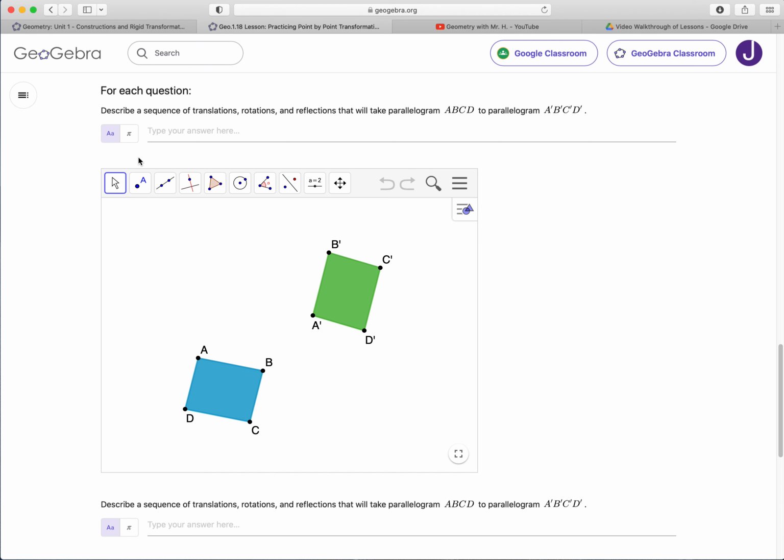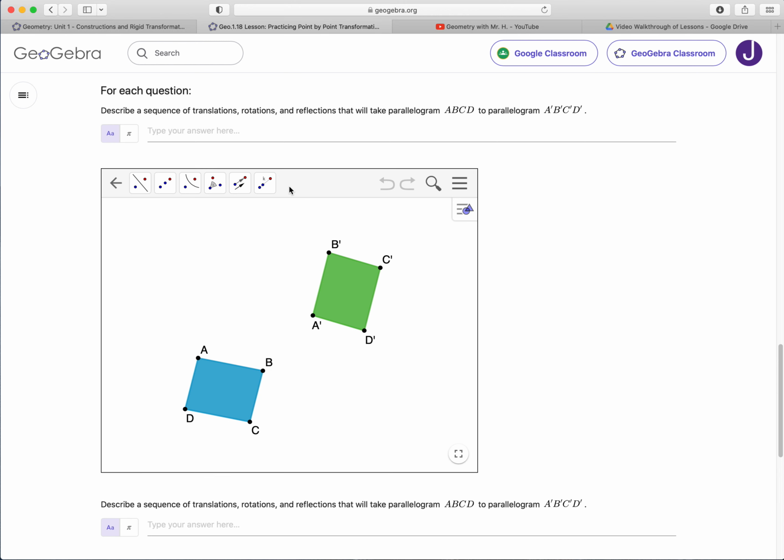All right, for each question, describe a sequence of translations, rotations, and reflections that will take parallelogram A, B, C, D to parallelogram A prime, B prime, C prime, D prime. All right, so how do I get this blue one to sit perfectly on that one? All right, here we go. First thing I'm going to do is see that A needs to go to A prime, just because that's an easy way to start. Let's try that. Here we go. Translate this object from A to A prime.